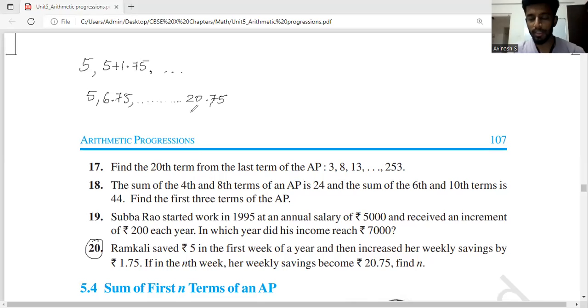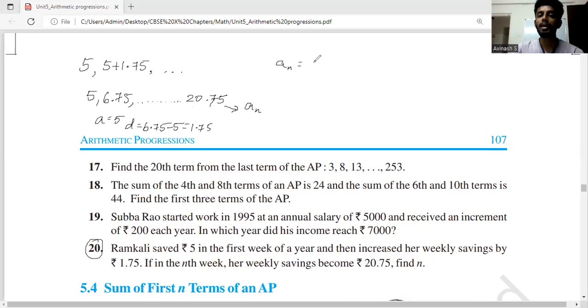This question is very similar to the previous question, except that this deals with weeks and not years. So we are supposed to find n, that is, after how many weeks the person's savings sum up to 20.75. Now, same way, we take a as 5 and we take the common difference as 6.75 minus 5, which will be 1.75. That has already been given in the question. And this is the nth term. This we take as an.